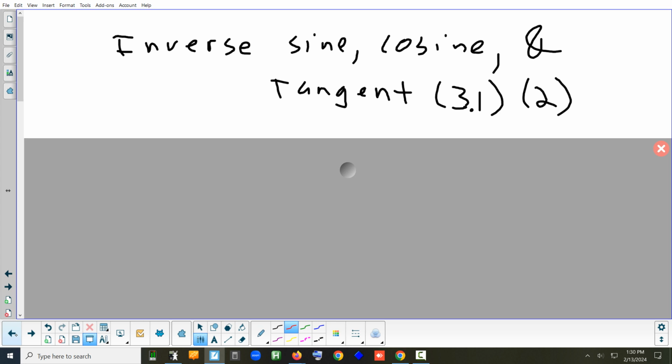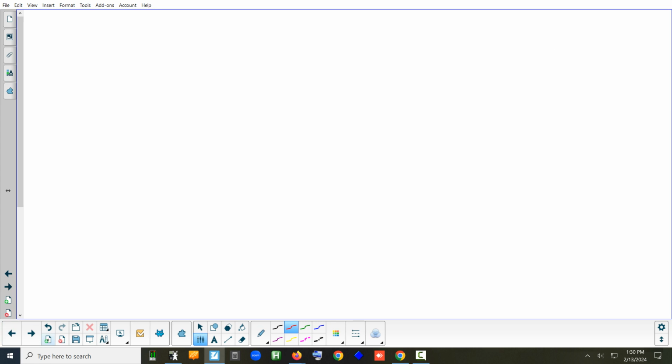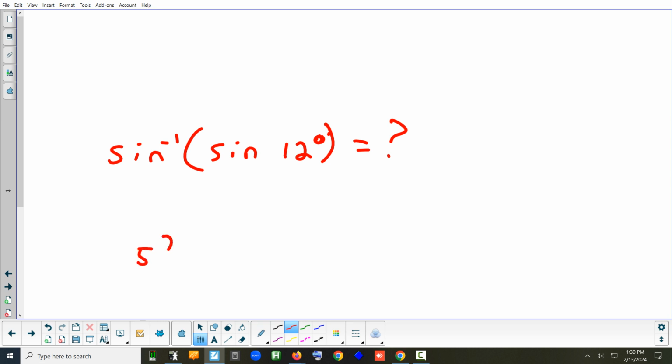All right, so let's take a look at something like this. If I did the inverse sine of the sine of 12 degrees, we'll look at what we think would happen. It's kind of like if I did 5 squared, square rooted. What would happen if I did 5 to the second power and then took the square root?